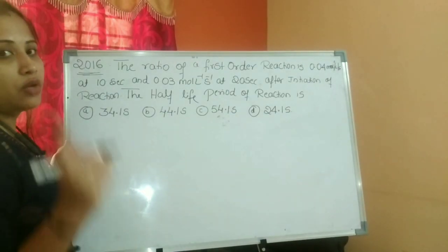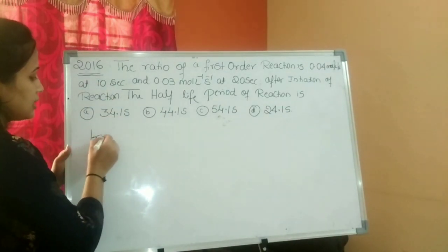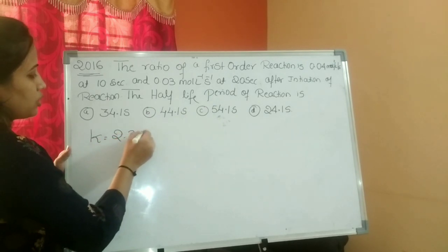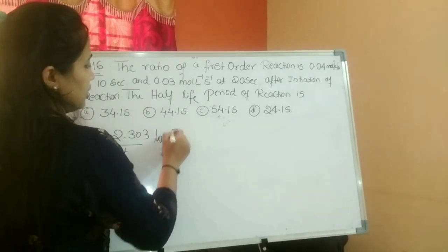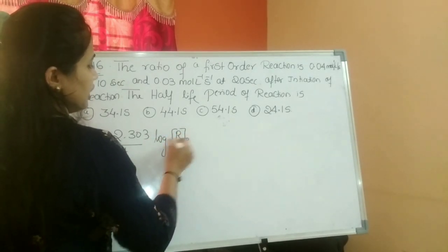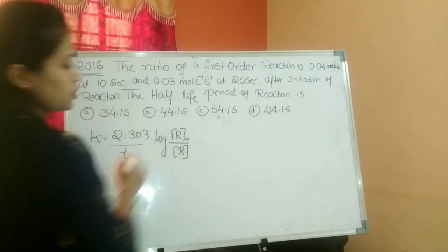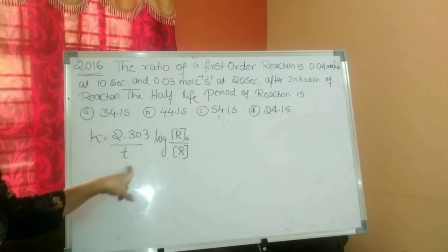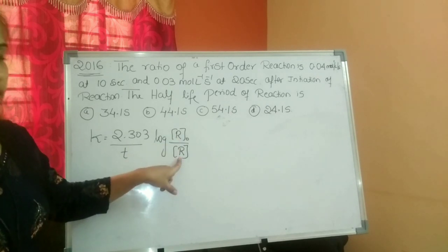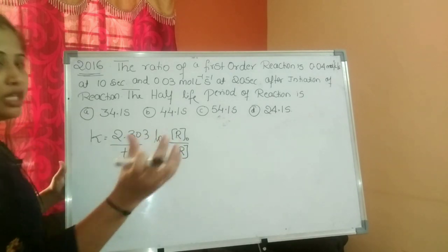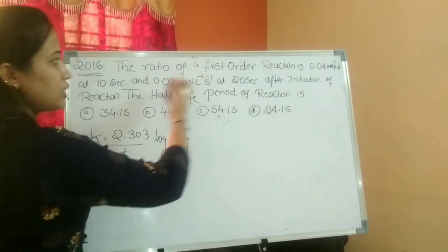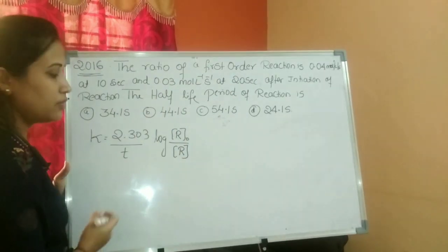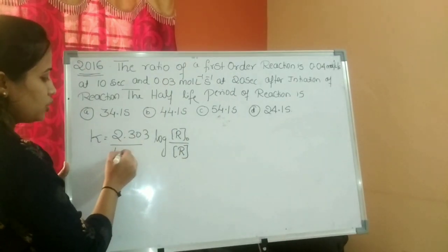We know the equation to find the rate constant of a first order reaction. What is it? K is equal to 2.303 by T, log R naught by R. Here T is the time, R naught is the initial concentration, and R is the final concentration. Here we have a time interval. The time at the initiation of the reaction is given, and the time at the end of the reaction is also given. So here I am going to write T2 minus T1.